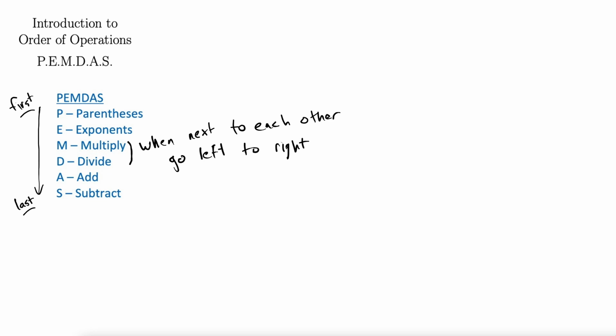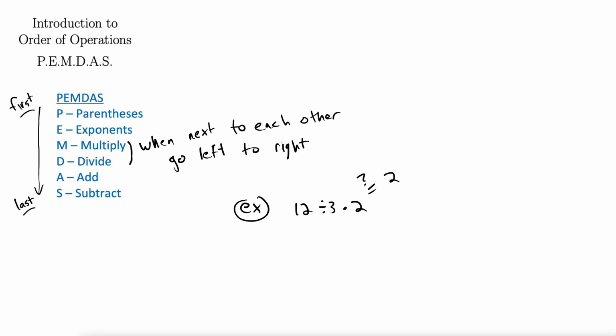Okay, what do I mean by that? Well, let's do a very simple example. Let's just do 12 divided by 3 times 2. Okay, if you followed PEMDAS strictly, it would tell you to do multiply before divide, which would give us 3 times 2, which is 6. 12 divided by 6 is 2. So does this equal 2?